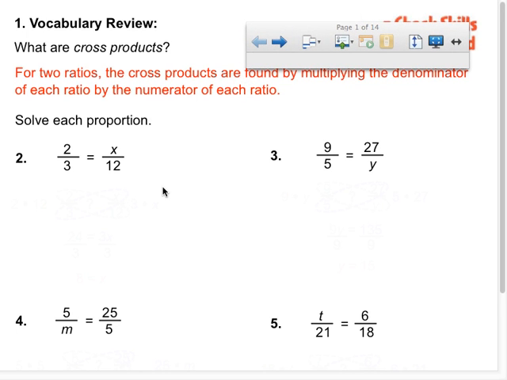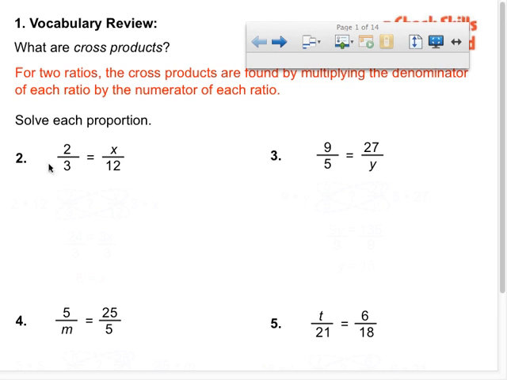Okay, solve each proportion. Okay, there's a couple methods. I'm not going to post the mental method, but if you can explain your method, go ahead and share that with us. Christian, go ahead. The first one I did, I found out what 12 divided by 3 was, and that's 4. So I multiplied 2 times 4, that equaled 8.